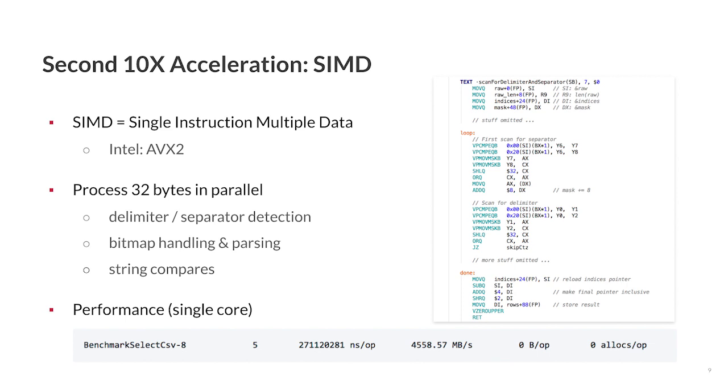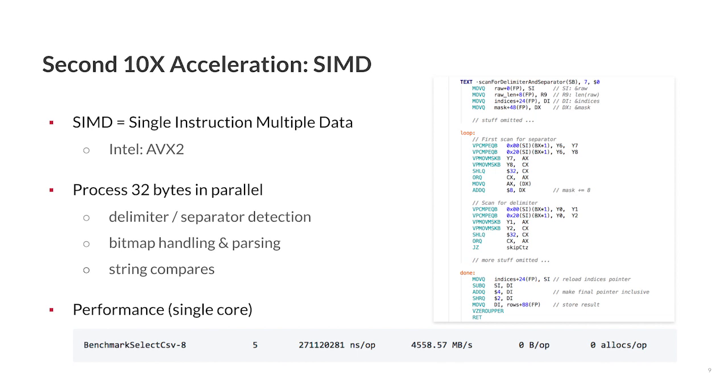So by implementing these SIMD instructions on top of the zero copy behavior that I showed on my previous slide, we were able to push the performance on a single core to close to 5 gigabytes per second.